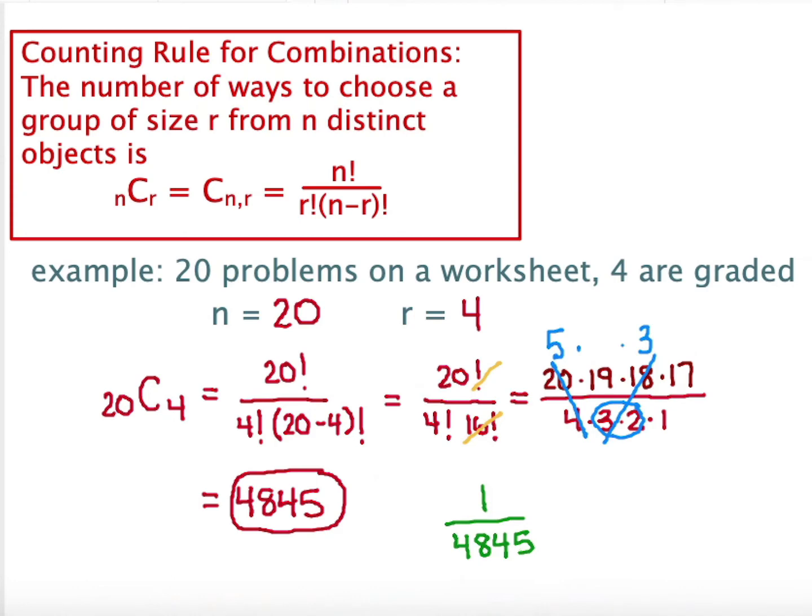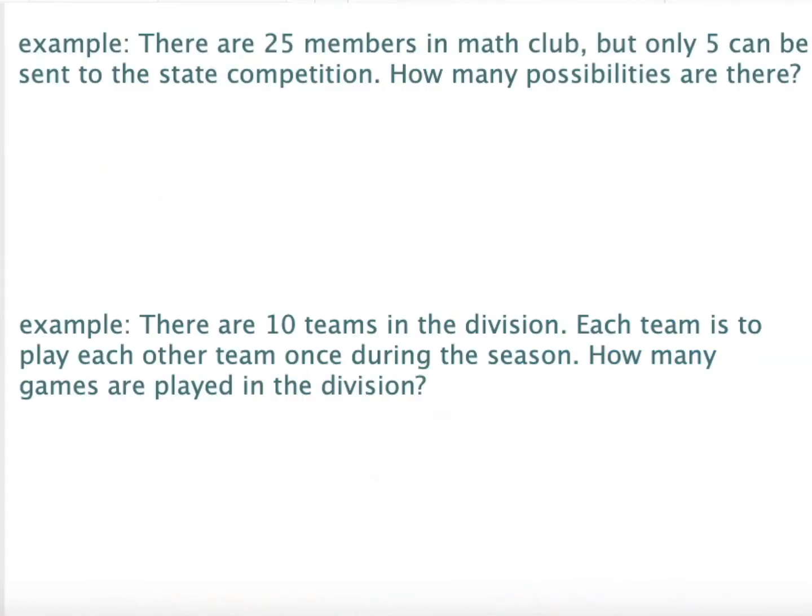Very, very unlucky. There are 25 members in Math Club, but only 5 can be sent to the state competition. How many possibilities are there? Would this be a permutation or a combination? Do you suppose I care about groupings of 5, or do I care about certain arrangements of 5? In this case, it seems like I'm more choosing a team, like a group of 5. So I would say, since this is a grouping, I'm talking about a combination.